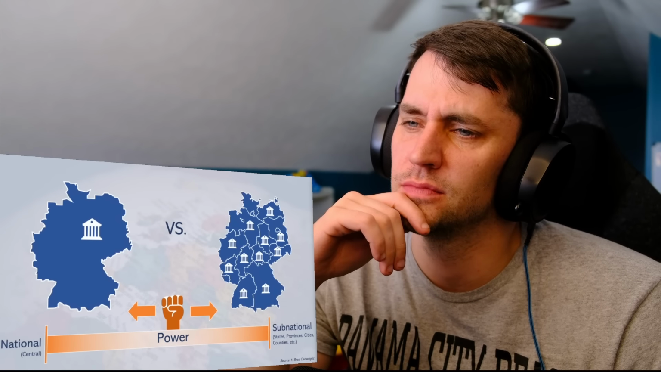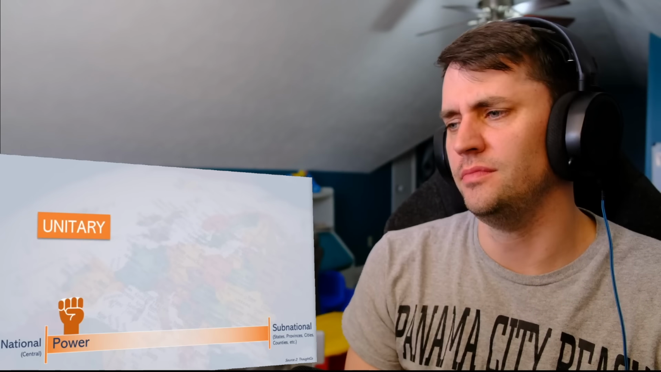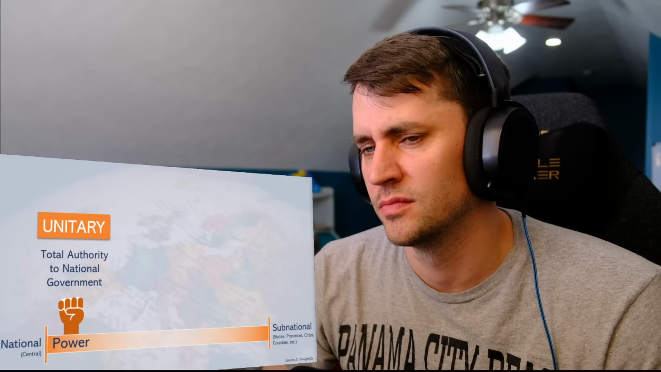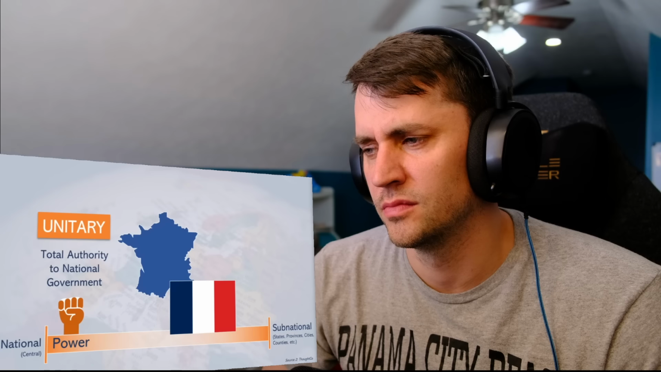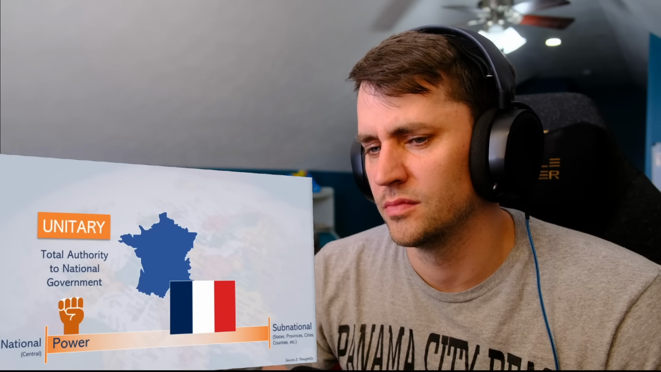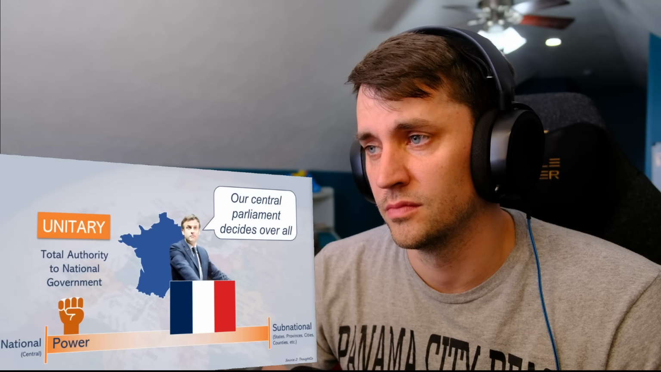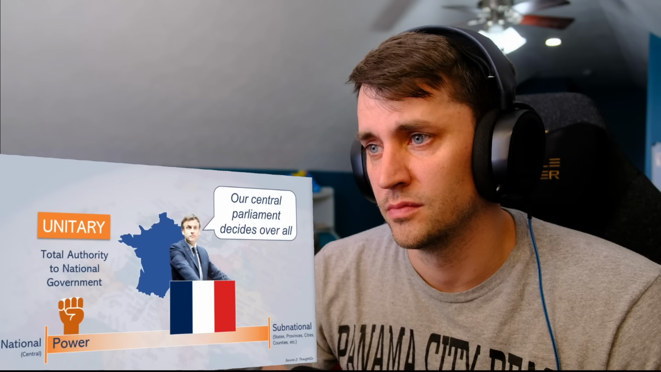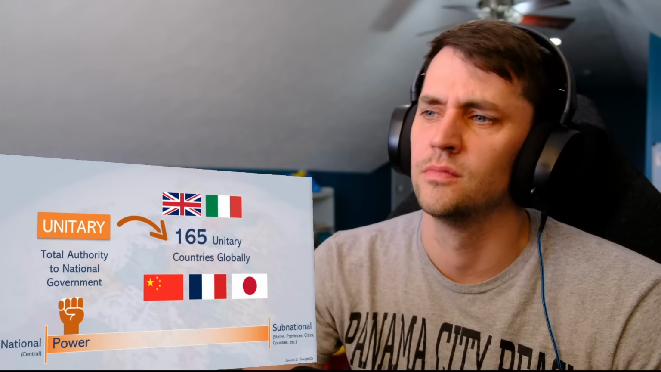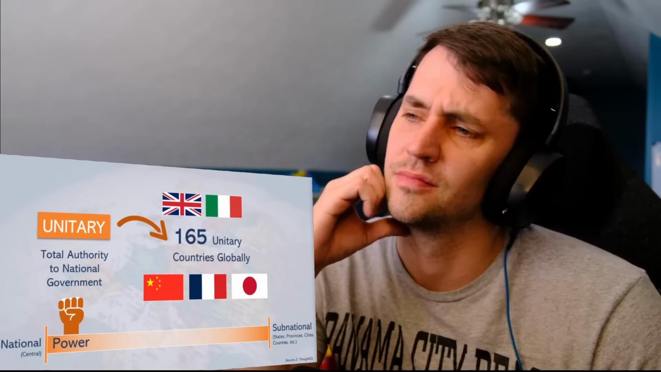On the one end, there's the unitary model of government. Here, the national government has total authority over all the country's subnational regions. France is a great example, as its central government has control of nearly 1,000 political subdivisions, who mainly exist to implement directives issued by the central government. Globally, there are 165 unitary states, making it the most common form of government in the world.